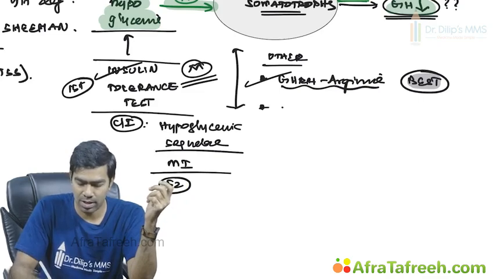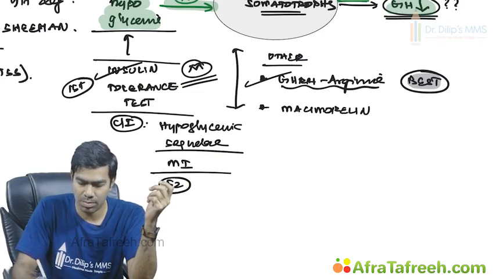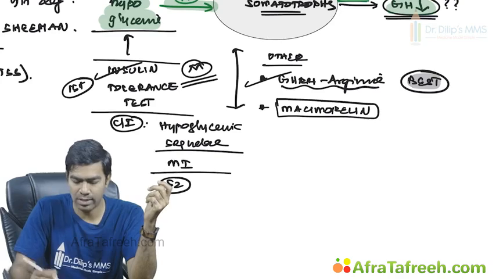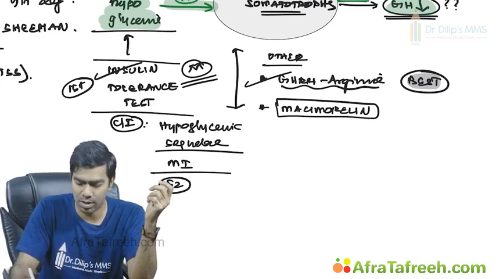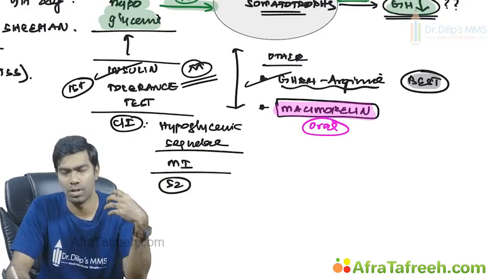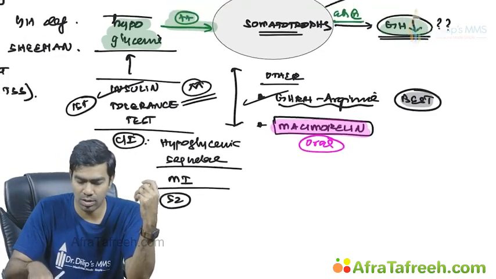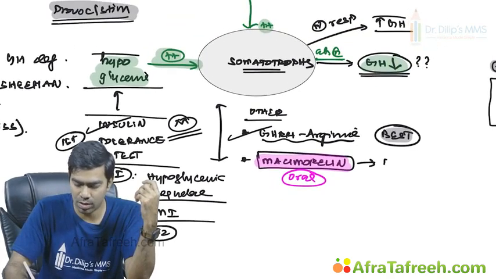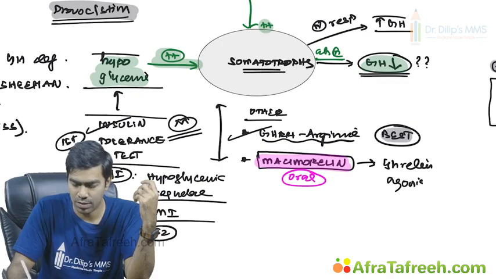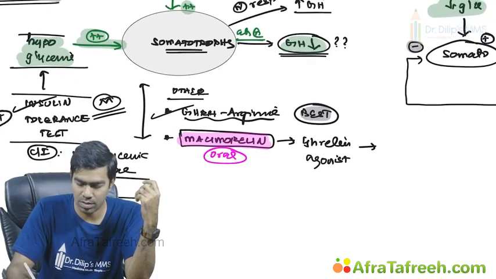And you have another test called the macimorelin test. How does the macimorelin test work? This is a very important test, because it is the only test that is available as an oral test, which means macimorelin can be given as an oral compound. So what is macimorelin? Macimorelin is a ghrelin analog, or a ghrelin agonist, which means it mimics ghrelin.